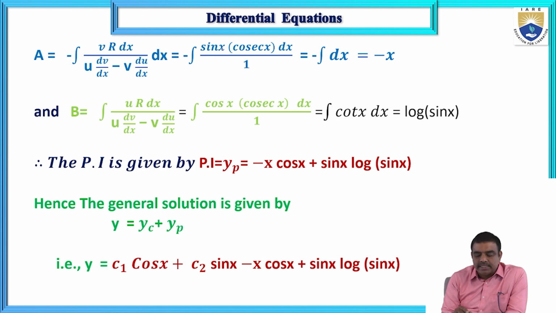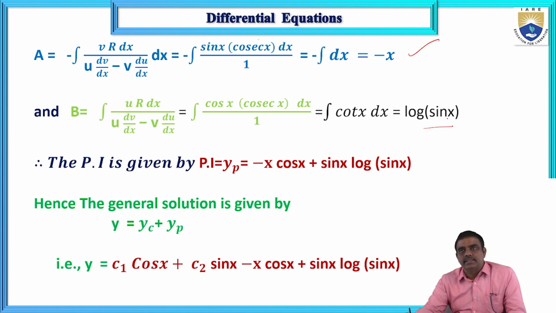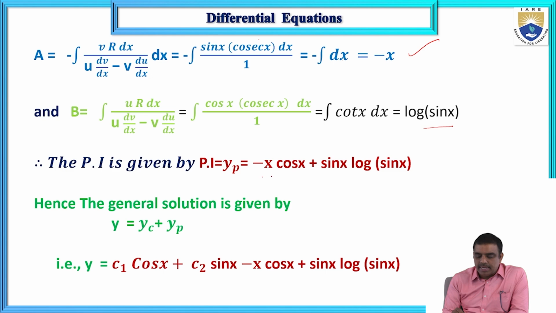That is minus sin x into cosecant x dx. Sin into cosecant is 1 dx. That means minus x. This is a value. Similarly, b value is u r, cos into cosecant dx by 1. Cos into cosecant x is cot x. Cot x means integration log sin x. Then what is yp? Minus x into u of x, v of x into b. B means log sin x. So, this is the particular integral of the given problem.